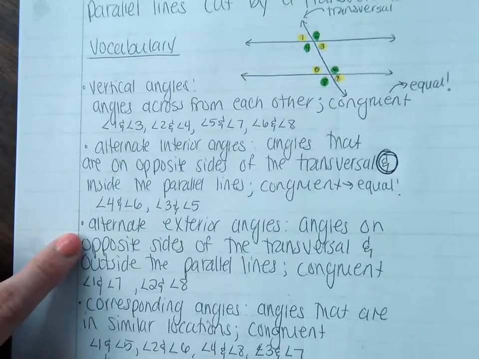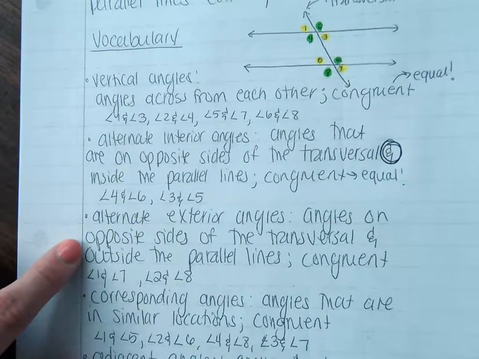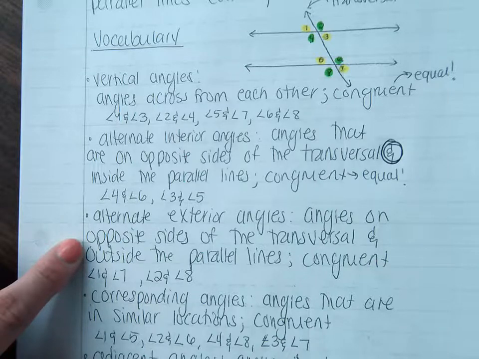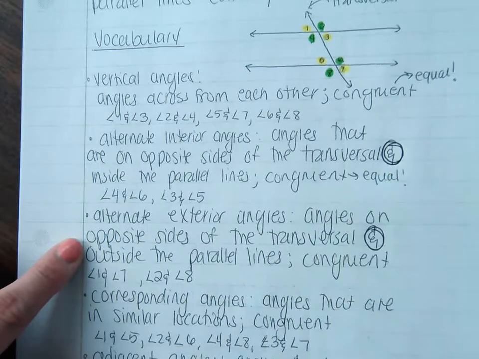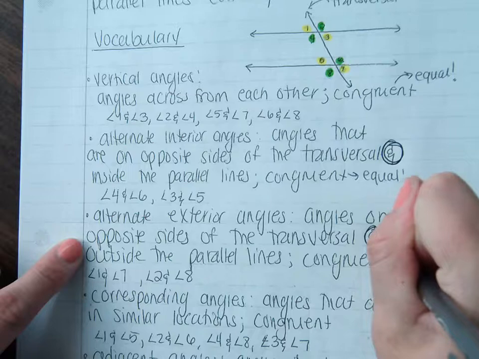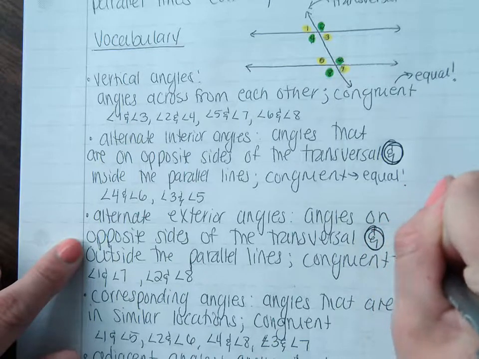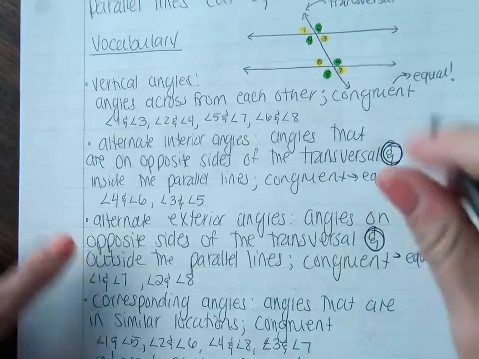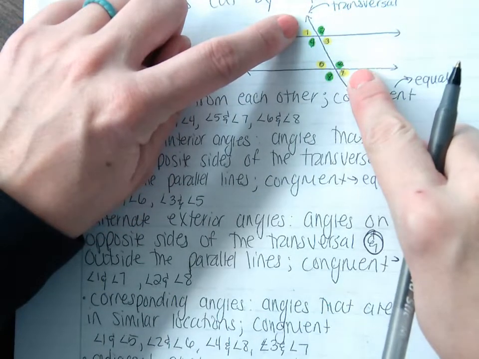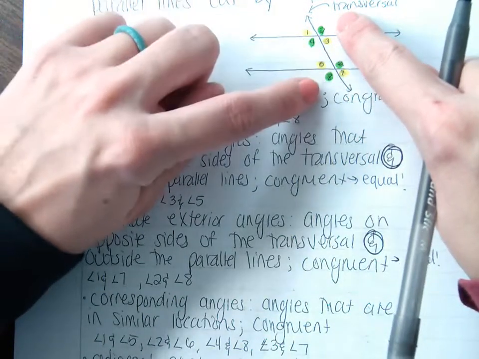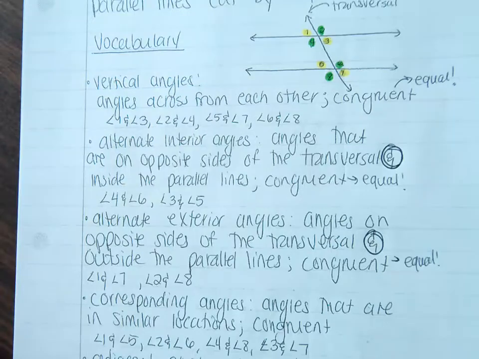We have alternate exterior angles, which are angles on opposite sides of the transversal, and they are outside the parallel lines. These are also congruent, which means they are equal. We have 1 and 7, which are alternate exterior, and 2 and 8, which are alternate exterior angles.